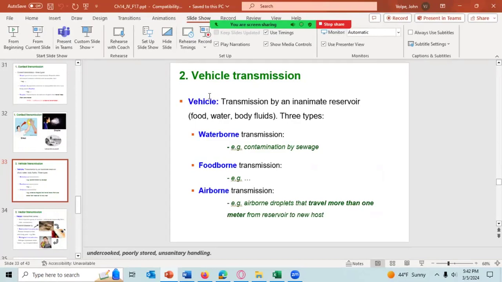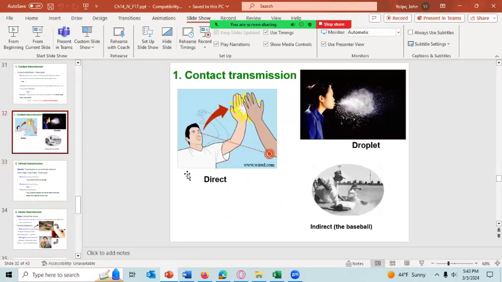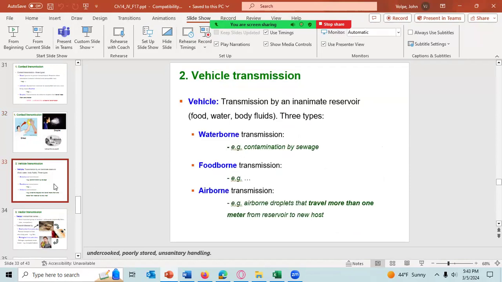It's considered vehicle transmission. And let's talk just a little bit about that, and I'll come back to talking about vehicle transmission. So airborne droplets that travel more than 1 meter from the reservoir to a new host is considered airborne transmission, and you can get infected from that. And that's why I'm not going to quiz you, because droplet transmission and airborne transmission are very similar. It's both the same sneeze that you're getting it from. It's just the length of your distance away from the patient or the sick individual.